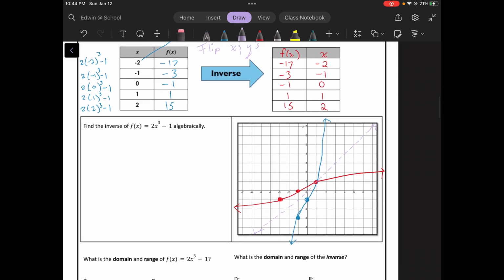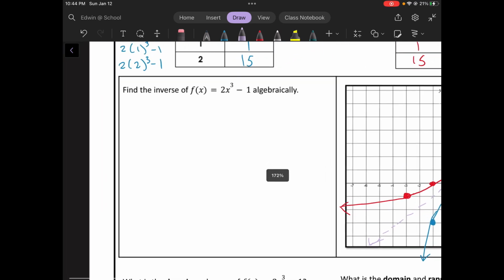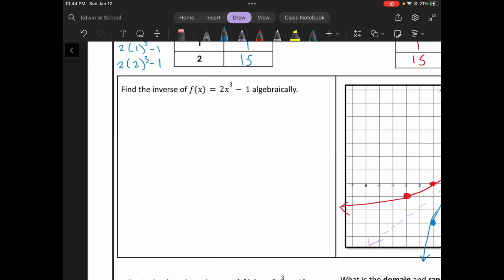But if we didn't have a table and a graph to plot, then how would we do it algebraically? How can we find an equation for it? That's going to be using the same steps. So instead of writing f of x is equal to 2x cubed minus 1, we're going to have y is equal to 2x cubed minus 1. And what we're going to do is swap the positions of the x and the y. So now that we have this, we need to isolate y. We need to get y by itself.